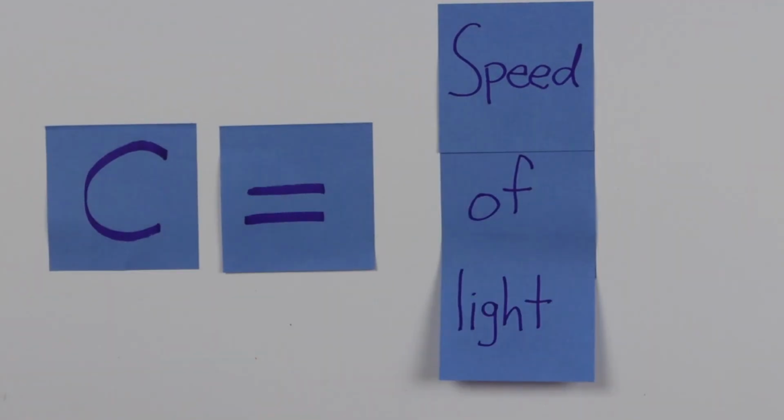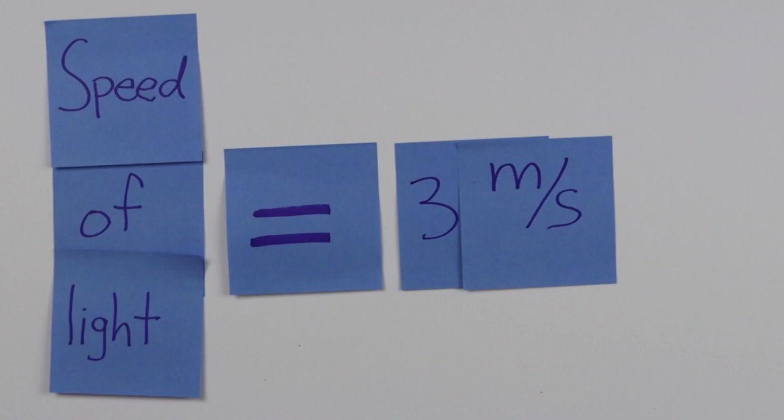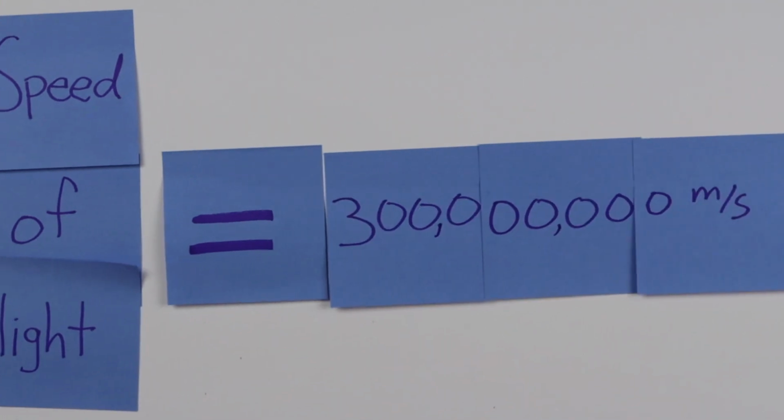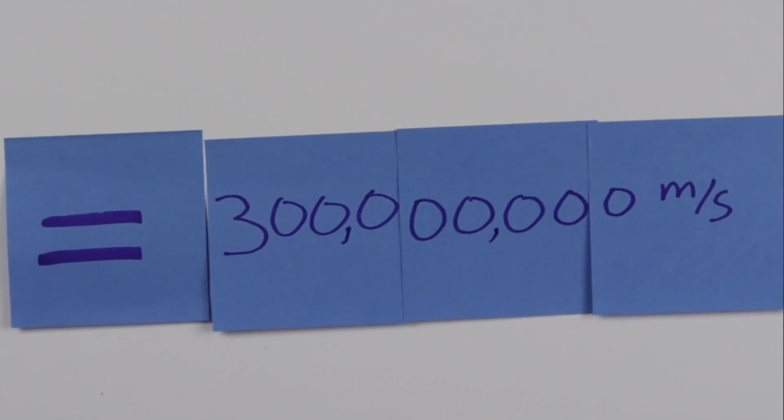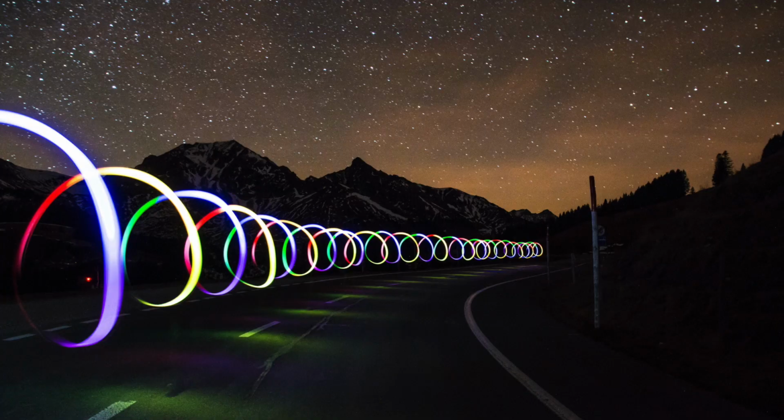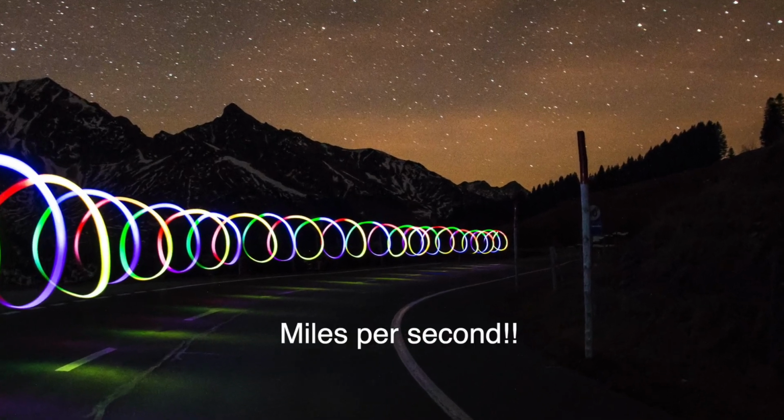You see, the speed of light is pretty fast. It's not 3 meters per second, 300 meters per second. It's actually pretty close to 300 million meters per second. And if you do the math, that comes out to about 186,000 miles per hour.